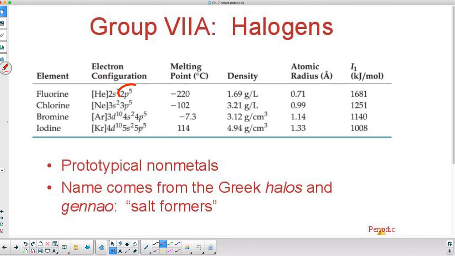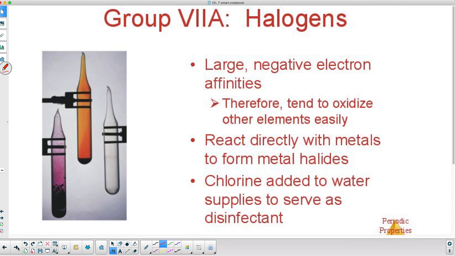Notice that each one of these is missing one electron to get to a noble gas configuration, which is what gives them their properties. So the large negative electron affinities, which means that they will gather electrons from anywhere, therefore tend to oxidize other elements easily, and react directly with metals to form metal halides. Chlorine is used in water to serve as a disinfectant, which means that if you have a pool, you know what I'm talking about. 90% of all pools work on chlorine, some work on bromine, but most of them are chlorine pools.